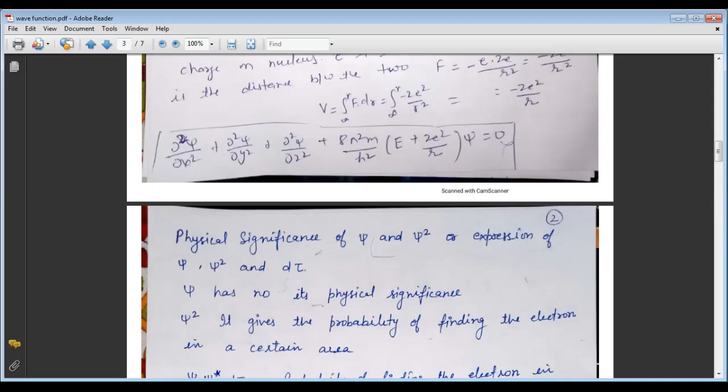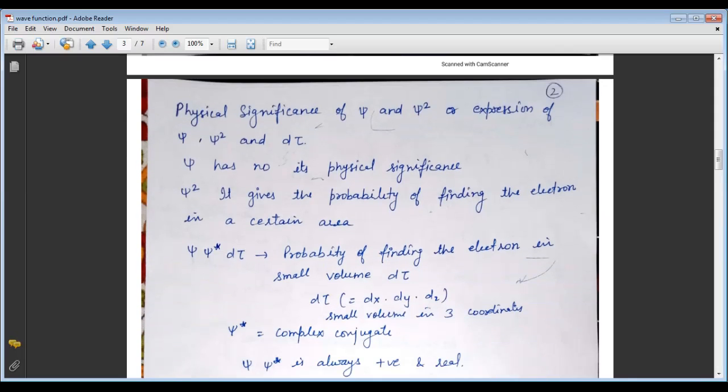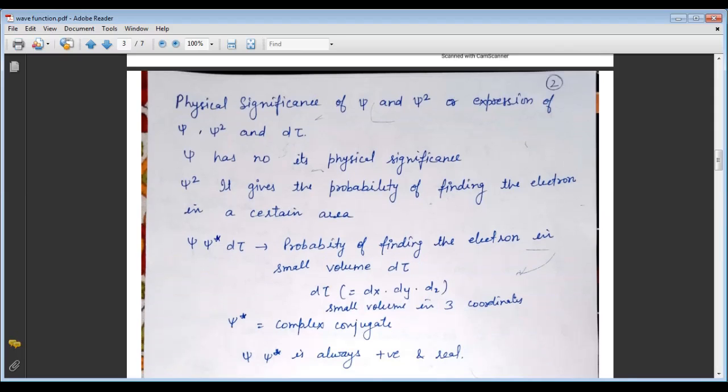Psi is the amplitude, and psi square is the probability of finding the electrons. Here we know that psi has no physical significance, and psi square gives the probability of finding the electrons in a certain area, and dτ is the small volume in which we find the electrons.